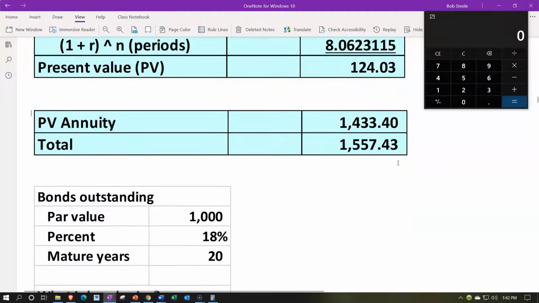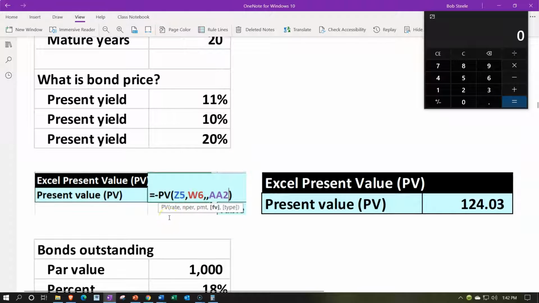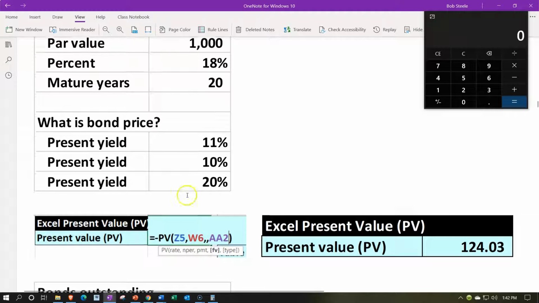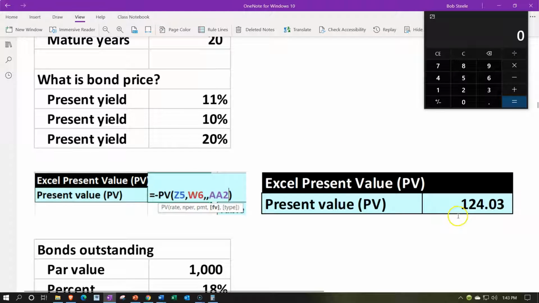The fastest way would be to use an Excel function. The Excel function being the present value of the rate, 11% market rate, not the rate on the bond, comma, then the number of periods, 20 periods, comma, comma, and then the future value, that being the 1,000, to give us the 124.03.